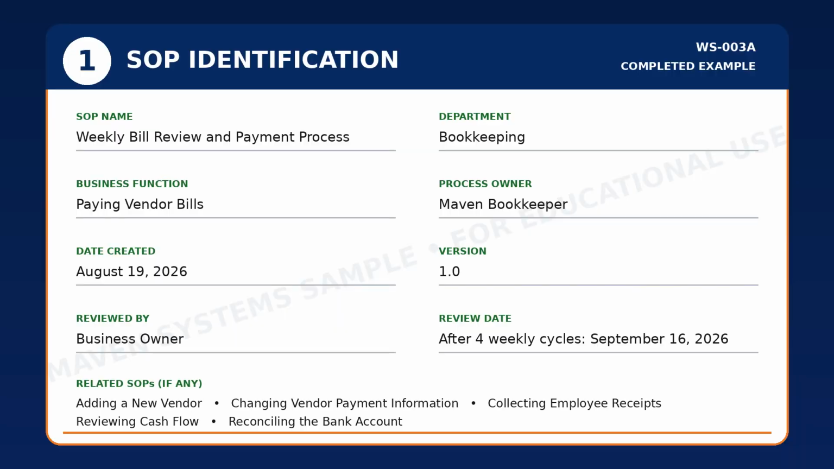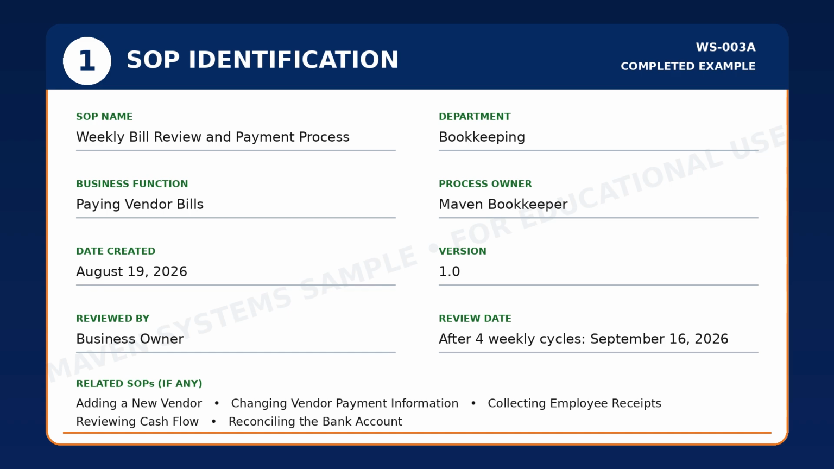Section 1 is our SOP identification. Okay, so first we're going to name our standard operating procedure, and I'm going to call it Weekly Bill Review and Payment Process, because I like to use plain old English regular language when I'm doing this. Accounts payable is technically correct, but everyone in the business can understand what you mean when you call it bill review and payment. Okay, there's no gray area there.